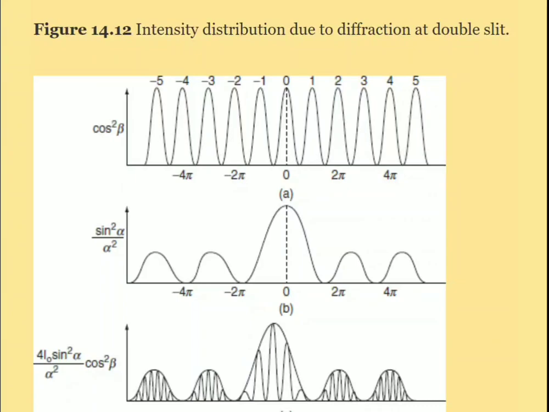Once again, this is the intensity distribution curve for interference due to double slits, the second diagram represents the intensity distribution curve for Fraunhofer diffraction due to each slit, and the third diagram represents how both interference and diffraction patterns are formed due to the double slit.